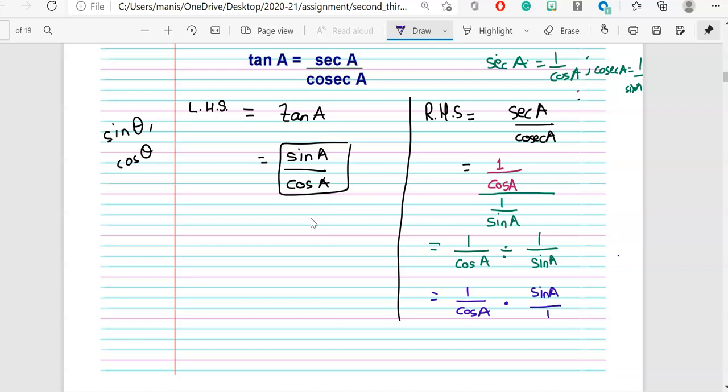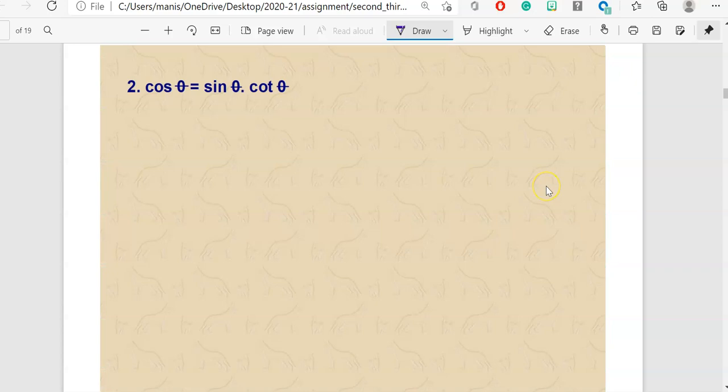Now nothing else can be done. You will multiply this. 1 times sine A gives you sine of A. What is the denominator? Cosine A times 1 gives you cosine of A. Now do you think both the sides match? Yes. So what you will write? Yes, it is an identity. This statement is very important because the question is asking to verify whether the given two sides are identities. Let's look at question number 2.